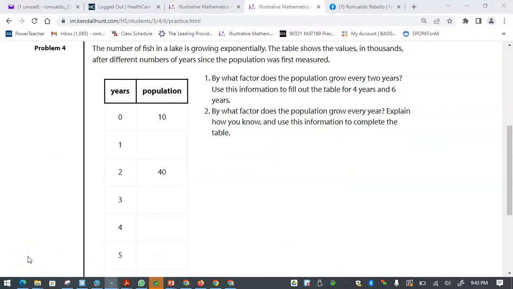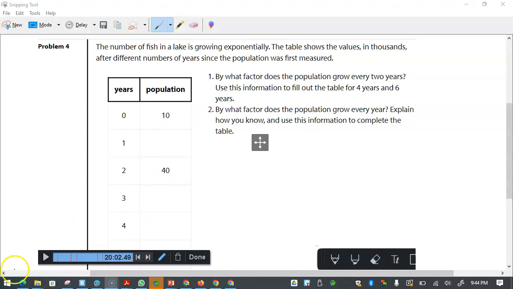This question is about, if you can stop for a while and read. The number of fish in the lake is growing exponentially. The table shows numbers in thousands, so whatever the numbers are given is thousand. Question number 4 is, I think, from lesson 3 if you missed anything earlier. The number of fish in the lake is growing exponentially and it's given in thousands. So even though there is a 10, it's 10,000.